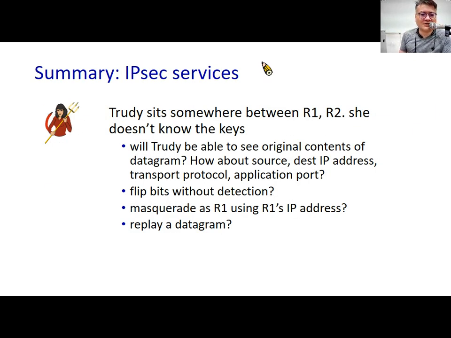So in summary, the IP security service actually sits somewhere between R1 and R2, from the source to the destination. So Trudy doesn't know the key. So Trudy will not be able to see the original content of the datagram. How about the source and destination IP address and the transport protocol application port? Trudy can masquerade as R1 using R1's IP address and replay the datagram.